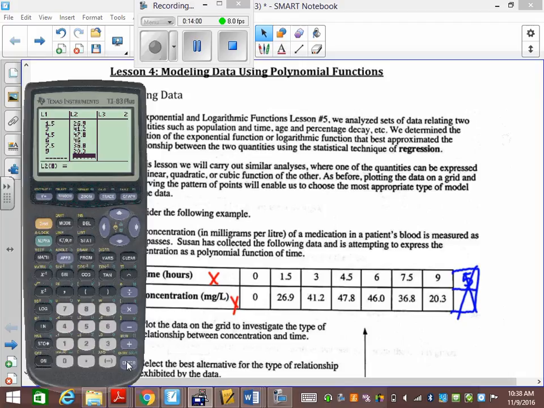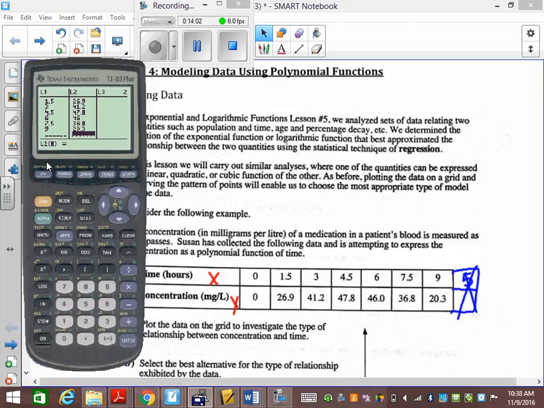Okay? Now what I'm going to get you guys to do is go second stat plot. I'm just going to show this to you once. I don't like using plot. I like using the regression analysis, but we're going to show you this. So press enter. So you're going to press second window.